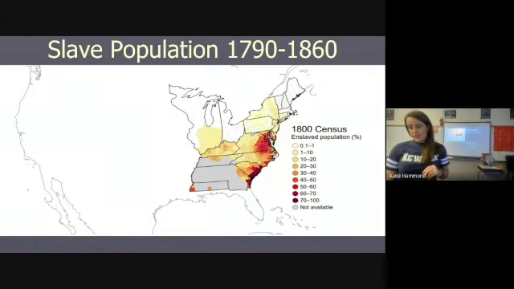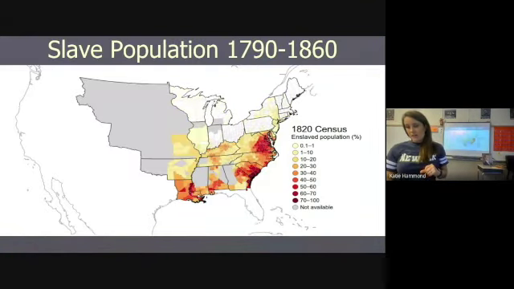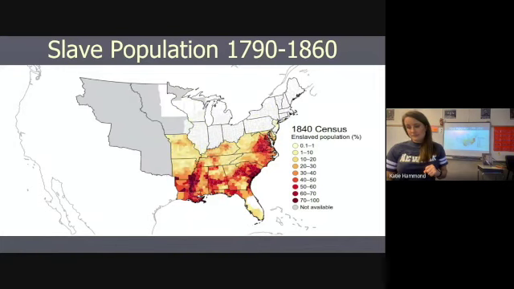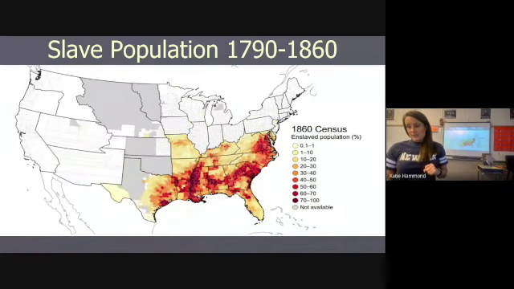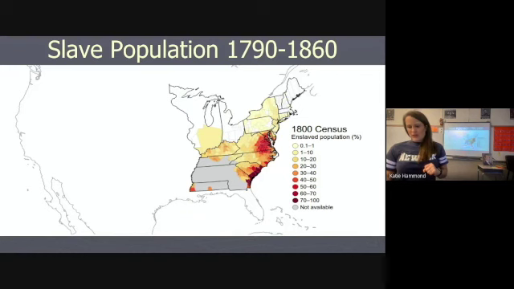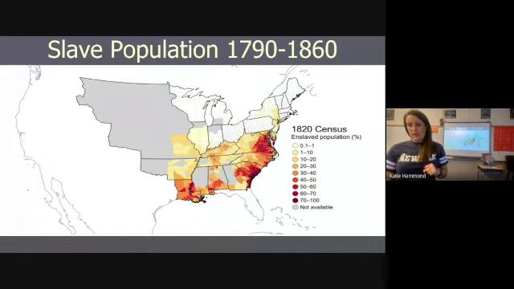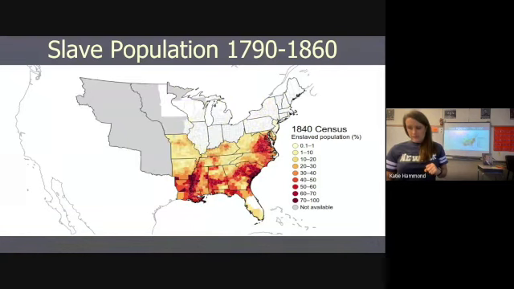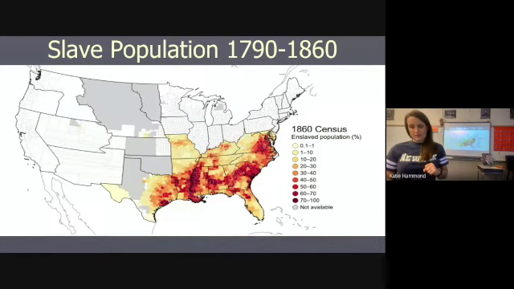So you can see, here's a little chart here, the slave population based off of the census. Okay? So you can see that, especially near coastal areas, there's going to be a lot more slaves. Okay? But look down south, there's a lot.